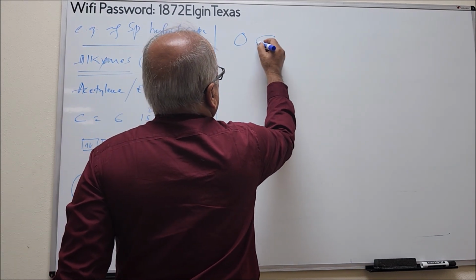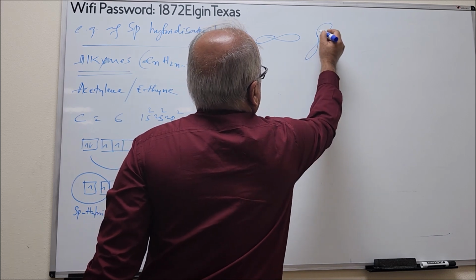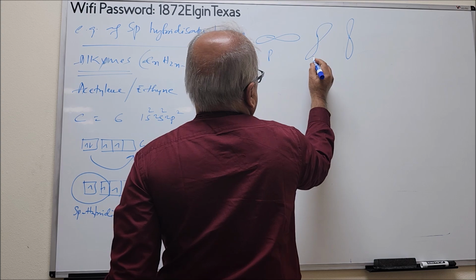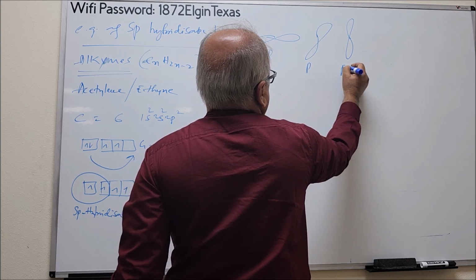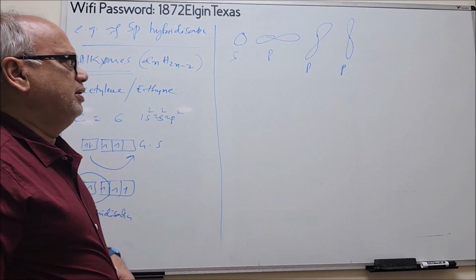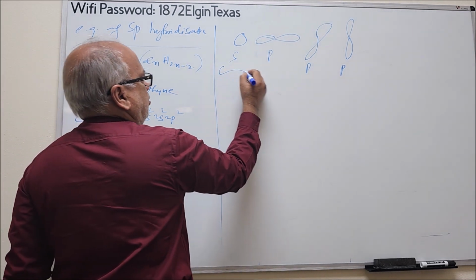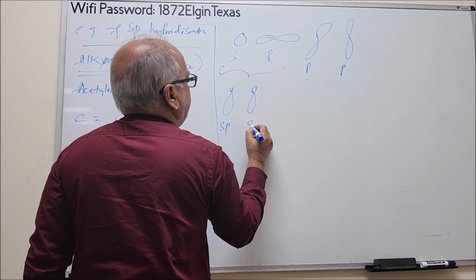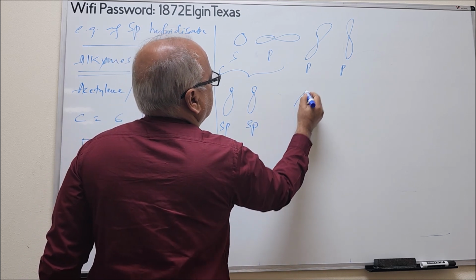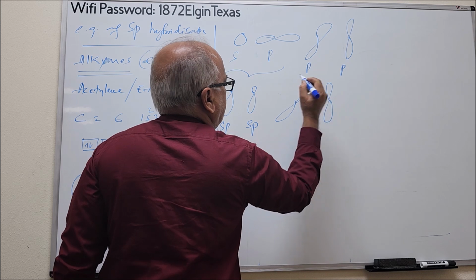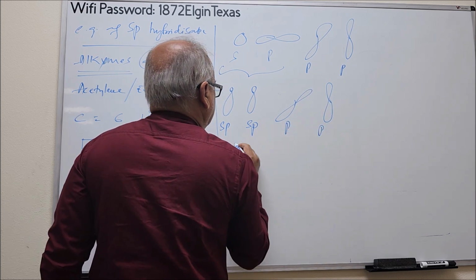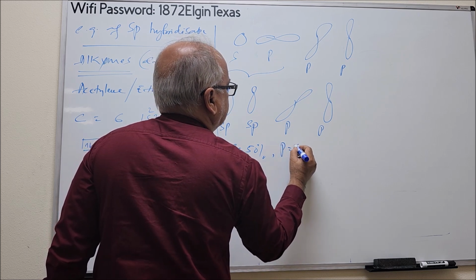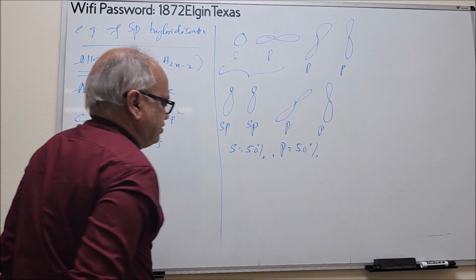One s orbital, and p orbitals: px, py, and pz. But only the s and one p will intermix, giving sp and sp. So the other two p orbitals will remain unhybridized. S character is 50% and p character is 50%.